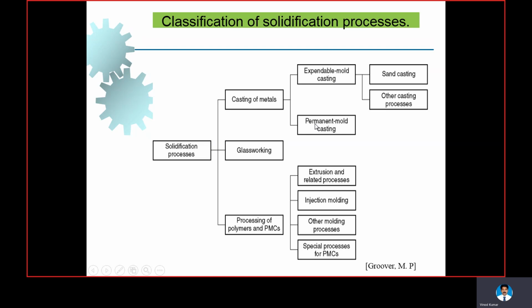But in permanent mold casting, a metal mold is used. We can repeat the process. That means many products can be produced using the same mold. So permanent mold casting is economical whenever it is used for mass production, and sand casting is basically job order work.